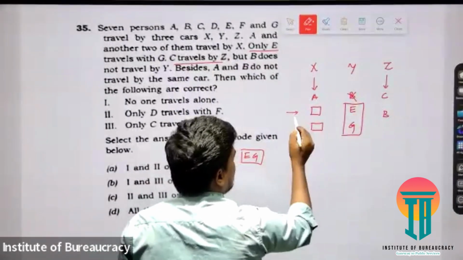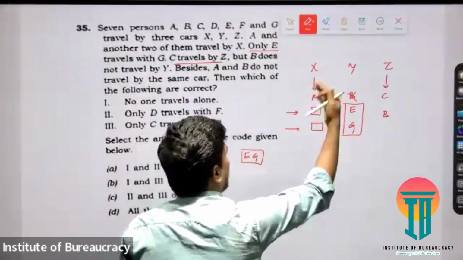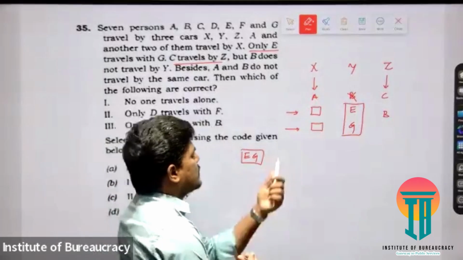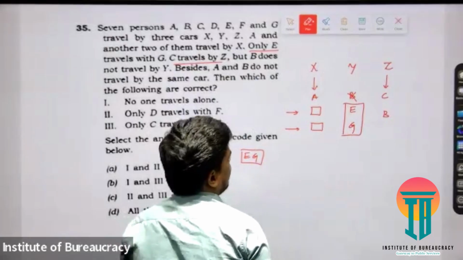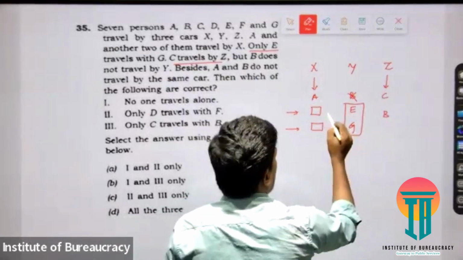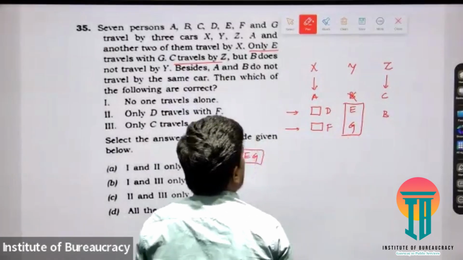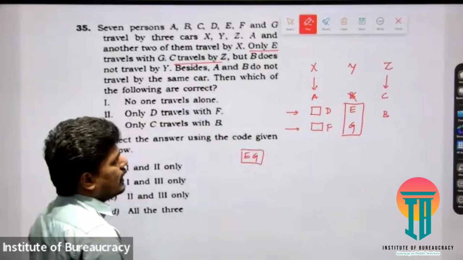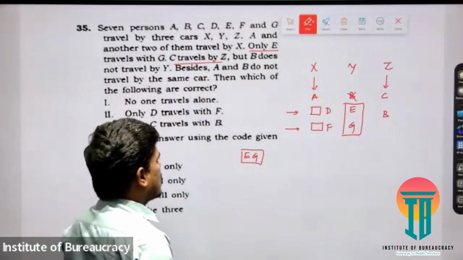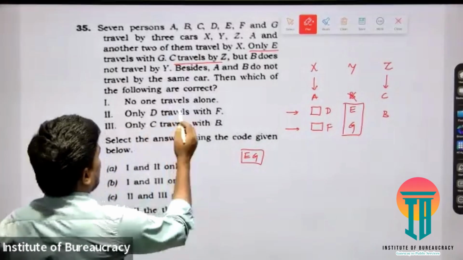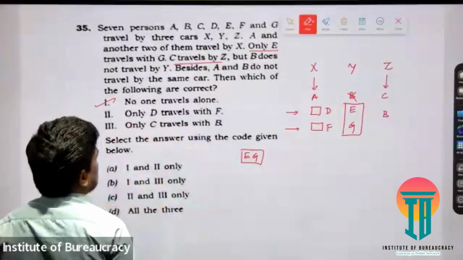Here there are two possibilities. There is a possibility of E and G here, but if you take E and G, there cannot be any other person. Here there is one third person, A. Therefore, E and G go in separate car Y. So what is left? A, B, C, D, E, F, G. D and F with A in one car, E and G in another car, B and C in car Z. That's it. No one travels alone. Everybody travels as a group only. So this is a correct statement.